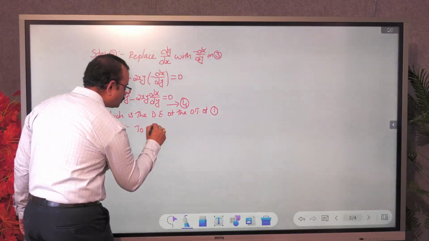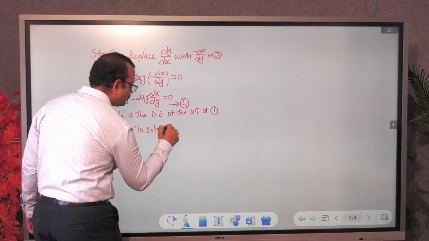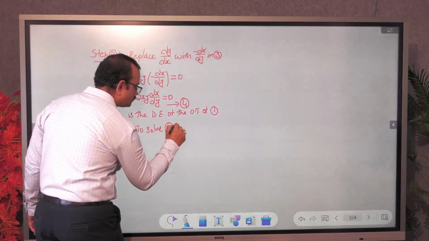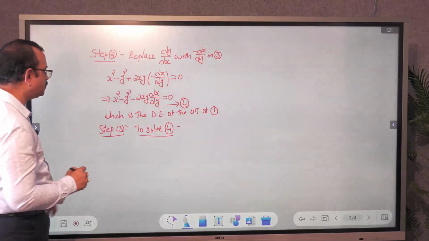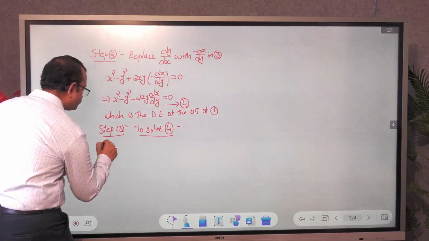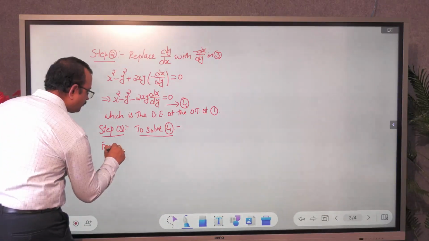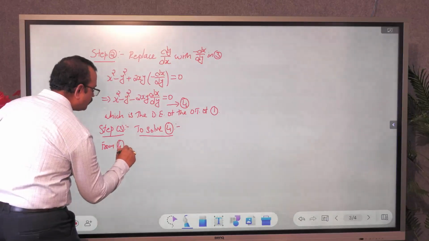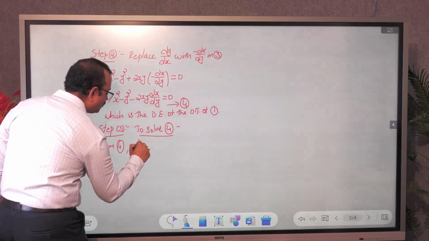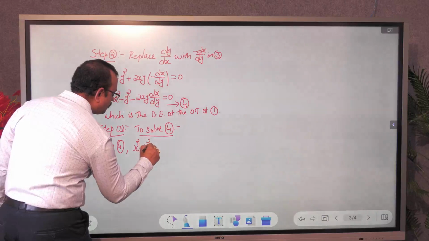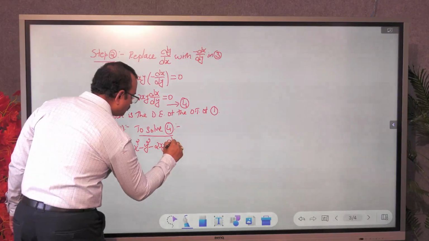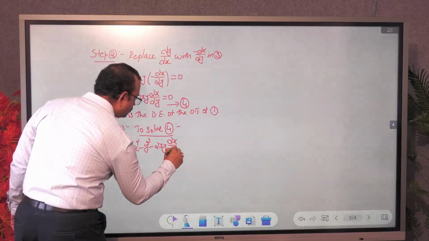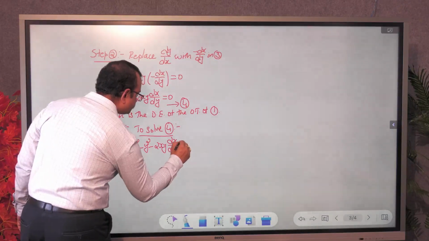So write: to solve equation 4. Now once again consider this equation 4. From 4, what is that equation? x square minus y square minus 2xy into dx by dy is equal to 0.